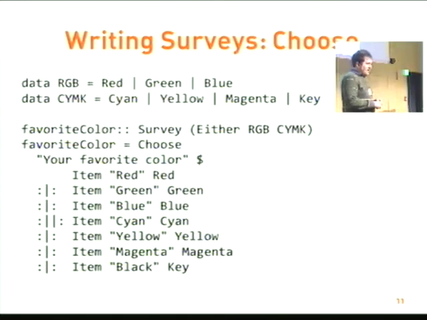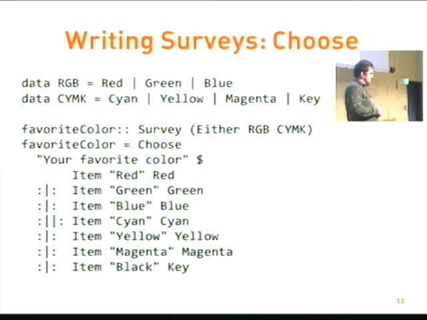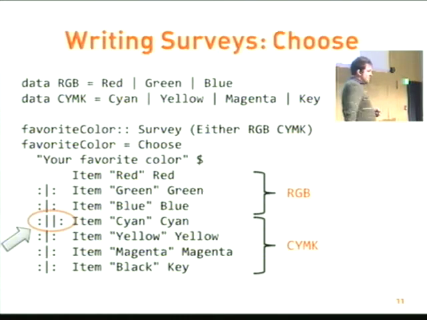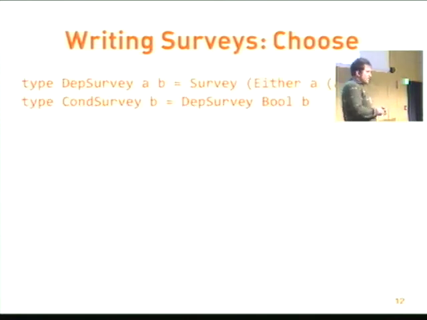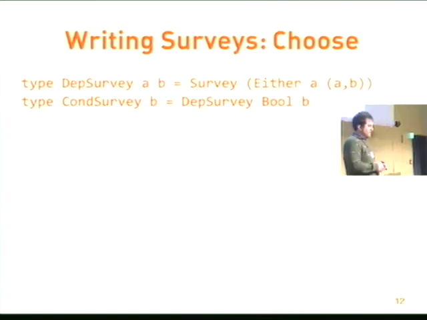So in this case, we have these two data types for different color spaces. And if we ask the respondent for their favorite color, well, we can list all of them together. The first few are RGB, the last few are CYMK. Those options can only be fused together because we use the double pipe operator here. And to the respondent, it's just a list. So that's handy.